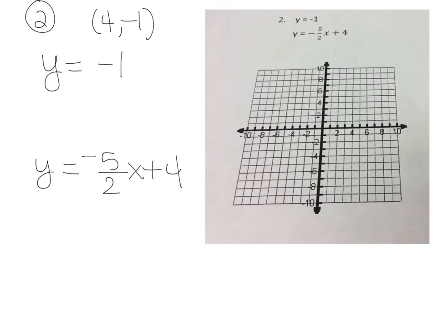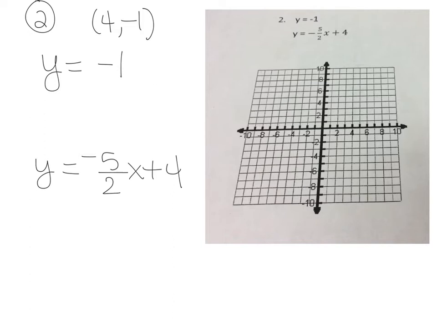Okay, for problem number 2, the answer was (4, -1). So again, if you already got (4, -1), then you don't need to watch this video. But if you didn't, you need to watch the video, figure out your mistakes, fix your mistakes on your paper, and then you can move on to number 3.